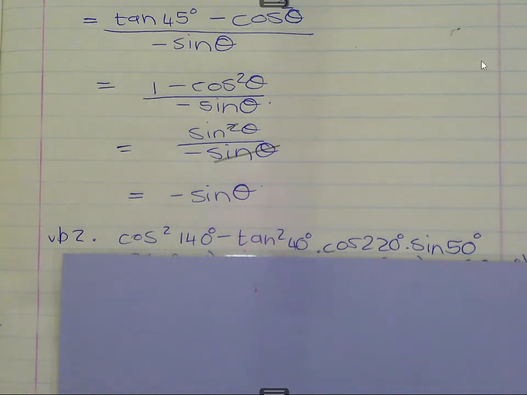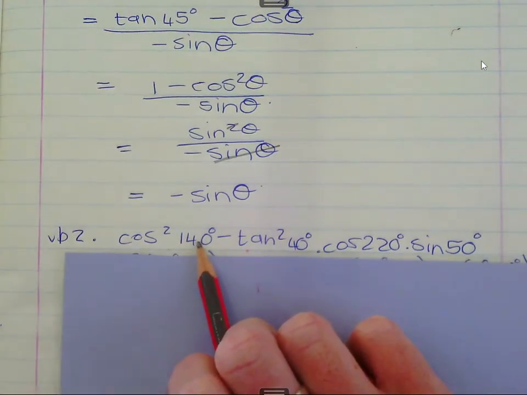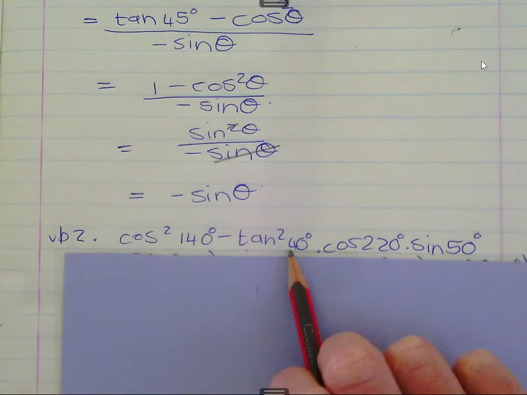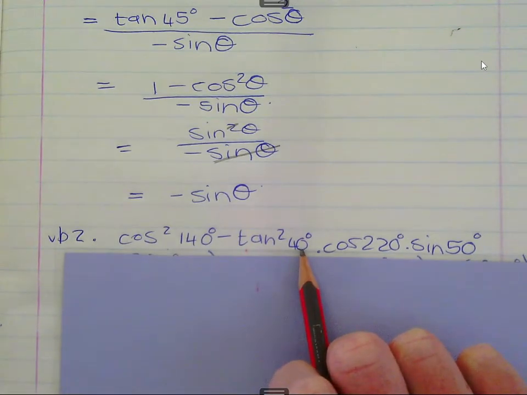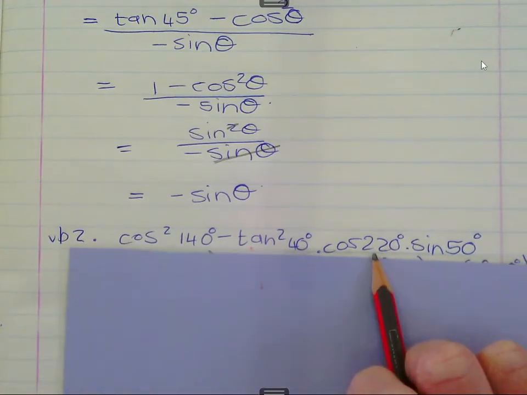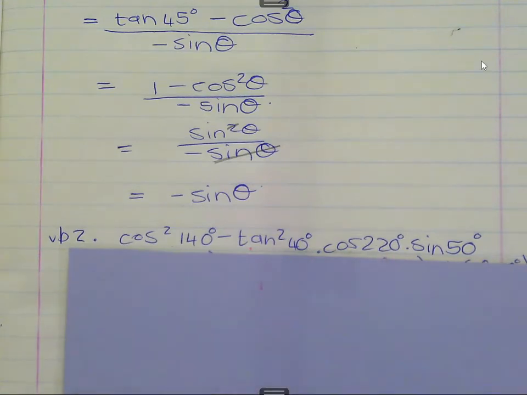Now, if I look at 140 degrees, what would I change it to? 180 minus 40. Tan 40, I can't change that one. So that already tells me I'm going to have to make it 40. 220: 180 plus 40. We need to get them the same. And I can't change tan, so it's going to have to be 40. How am I going to get that 50 to be 40? 90 minus 40. So you see there you choose to use the co-angle.